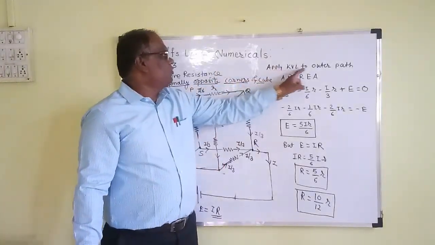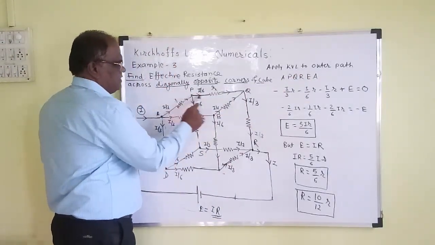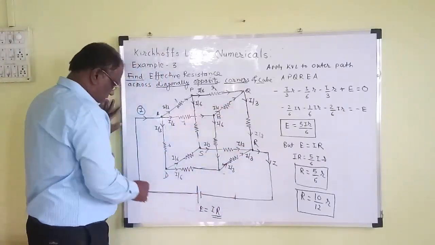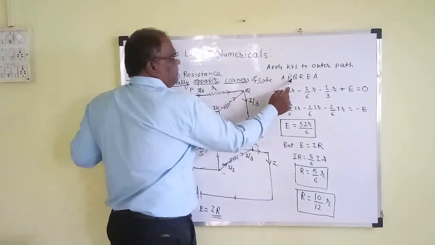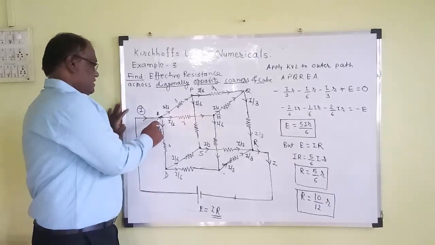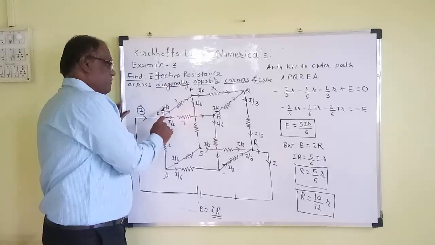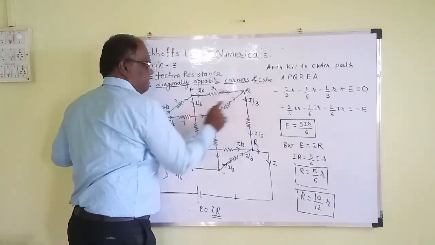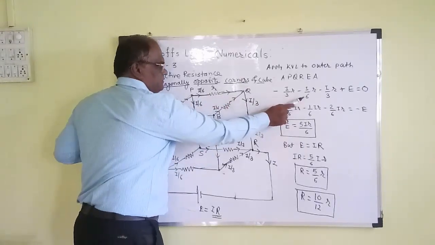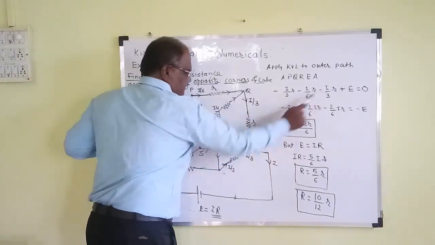Now, apply Kirchhoff's voltage law to the outer path. Which one is the outer path? A, P, Q, R, E and A. A, P, Q, R, E, A. Apply Kirchhoff's law. Here we are moving in the direction of currents, hence minus I by 3R. From this to this point, minus I by 6R. Again, minus I by 3R.